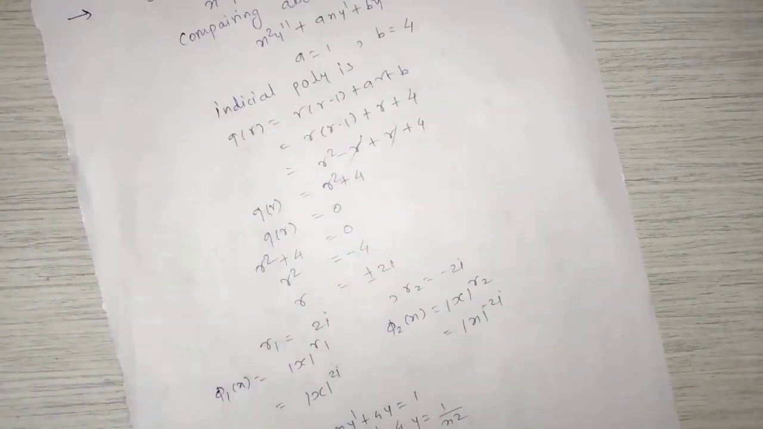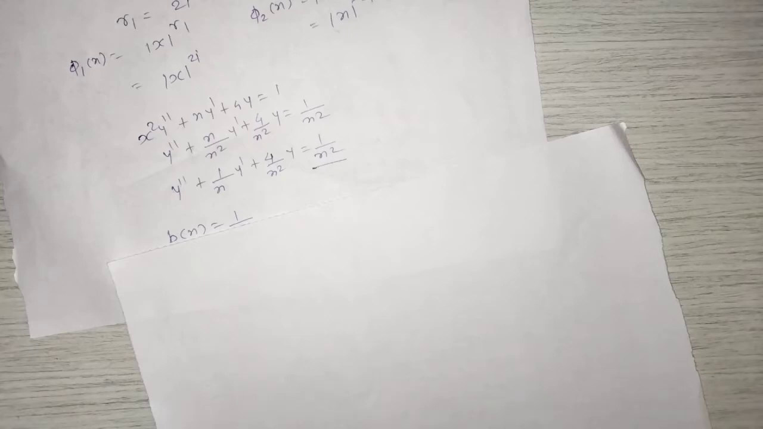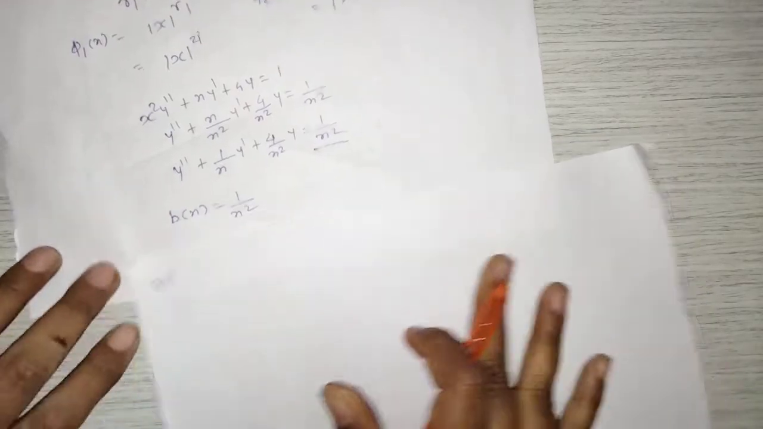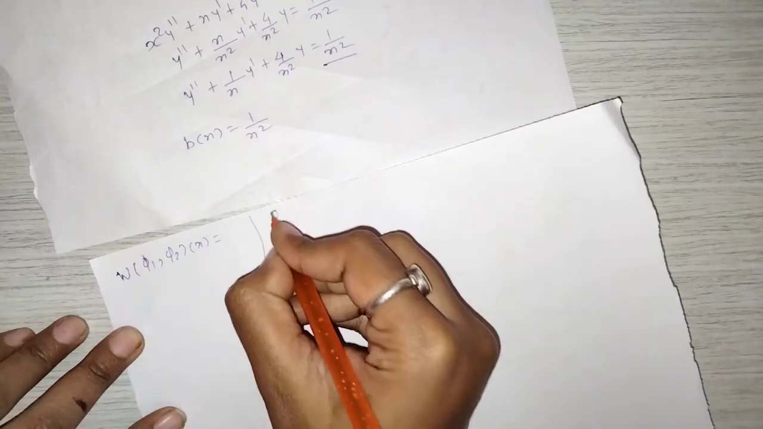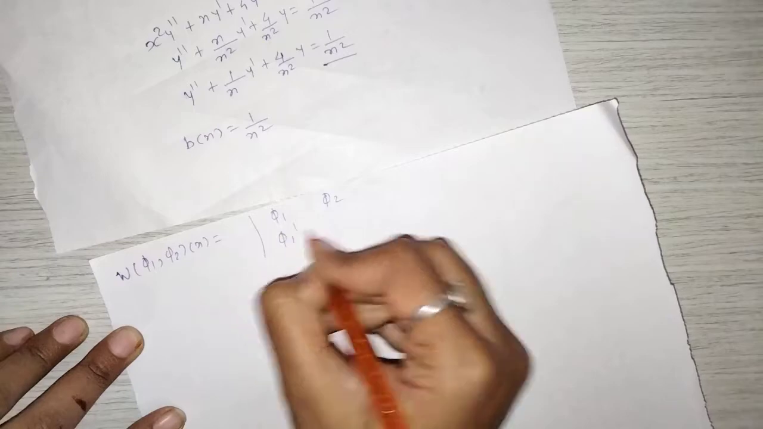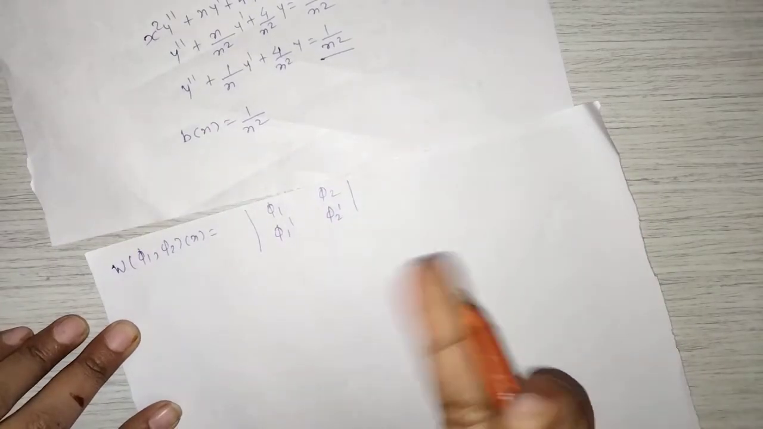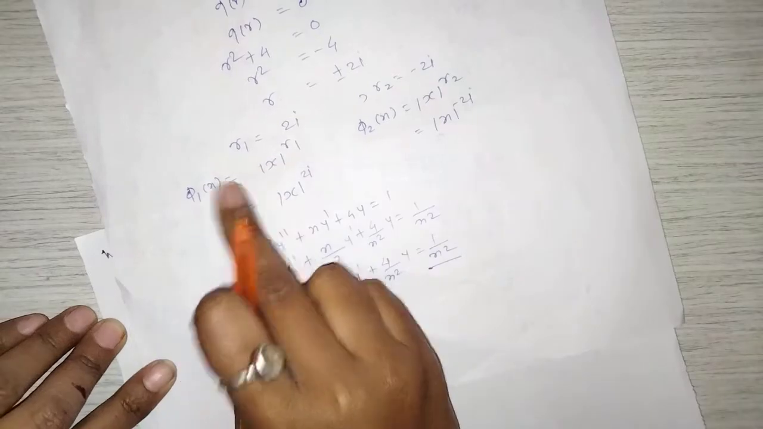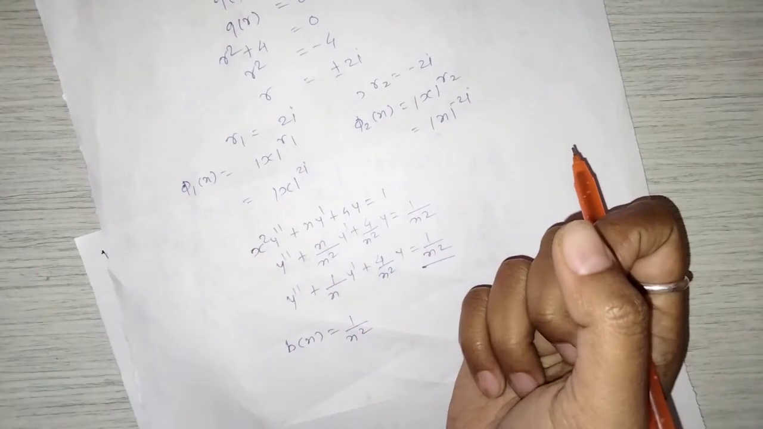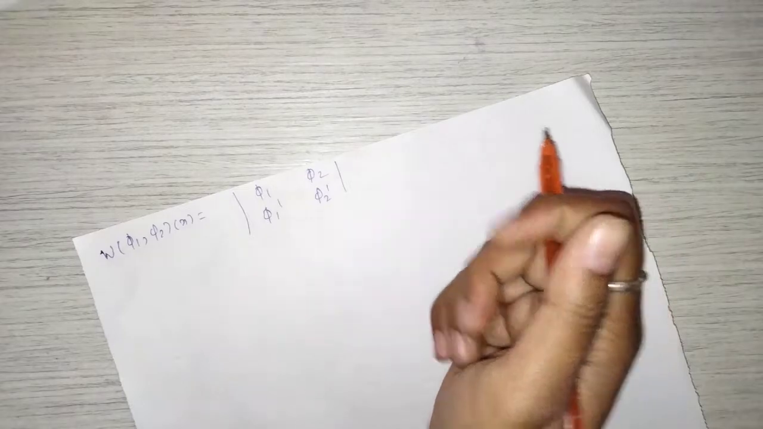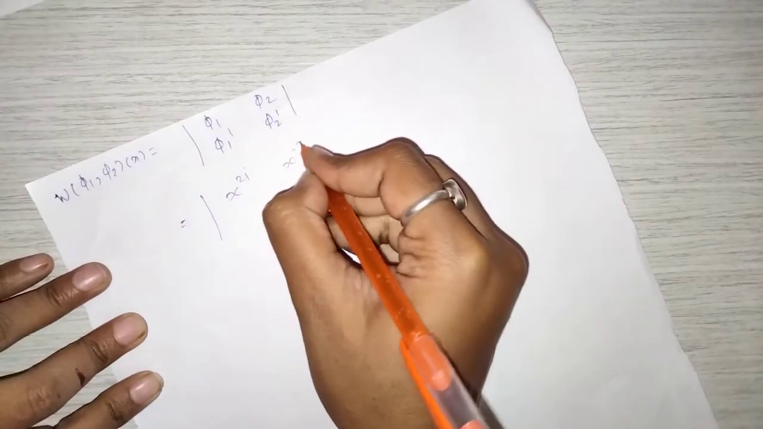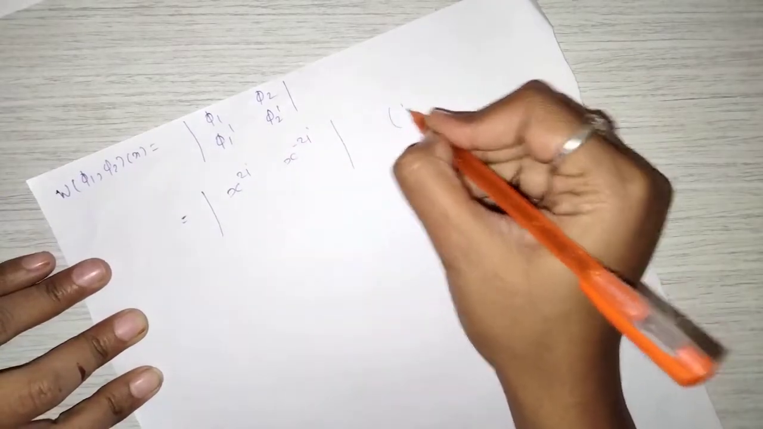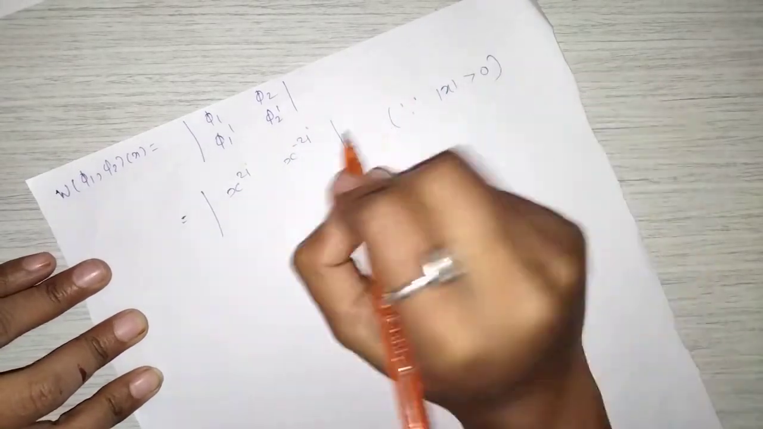Now to find u1 and u2, we must have the Wronskian of phi1 and phi2. First find the Wronskian of phi1, phi2 at x, which is the determinant of phi1, phi2, phi1', phi2'. Given |x| > 0, so phi1(x) = x^(2i) and phi2(x) = x^(-2i), because |x| > 0.